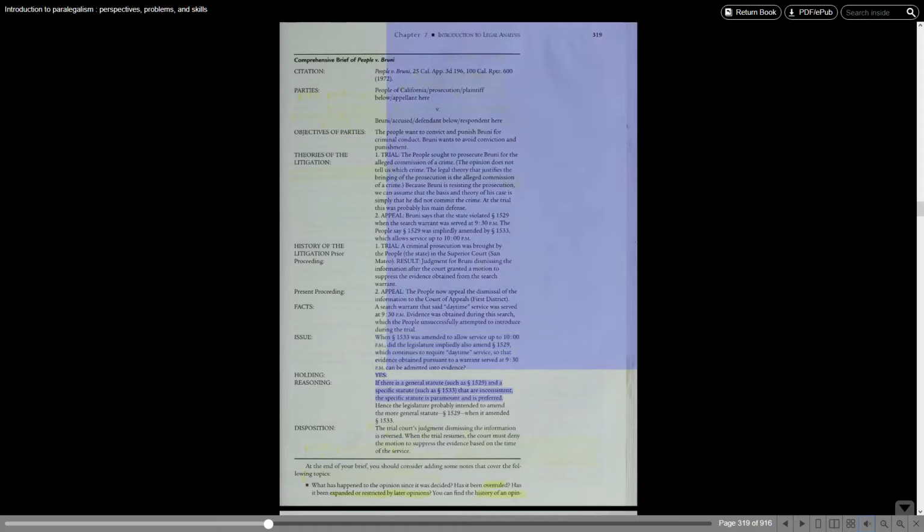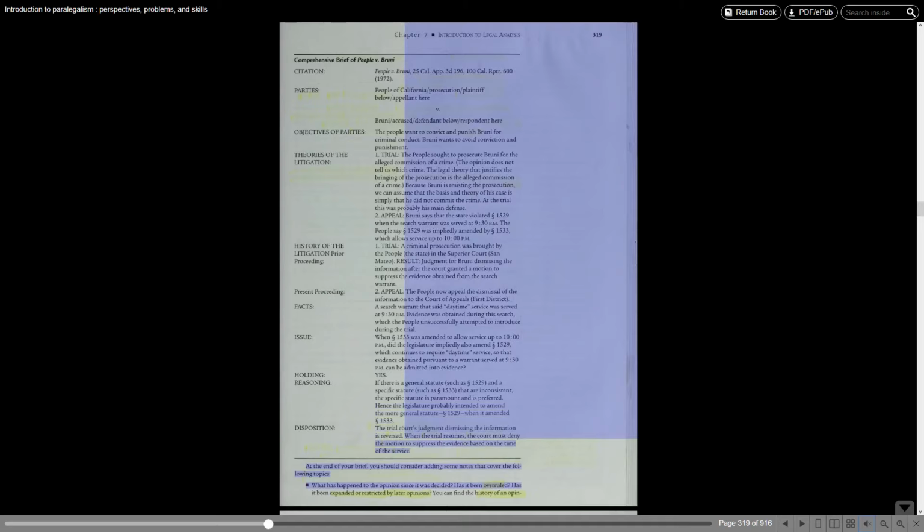Yes. If there is a general statute such as 1529 and a specific statute such as 1533 that are inconsistent, the specific statute is paramount and is preferred. Hence the legislature probably intended to amend the more general statute 1529 when it amended 1533. The trial court's judgment dismissing the information is reversed. When the trial resumes, the court must deny the motion to suppress the evidence based on the time of the service.